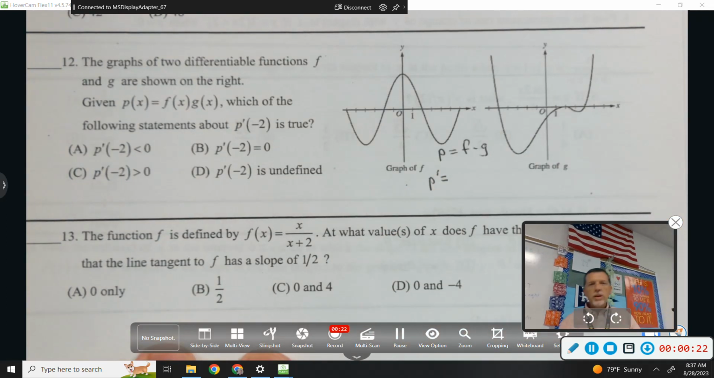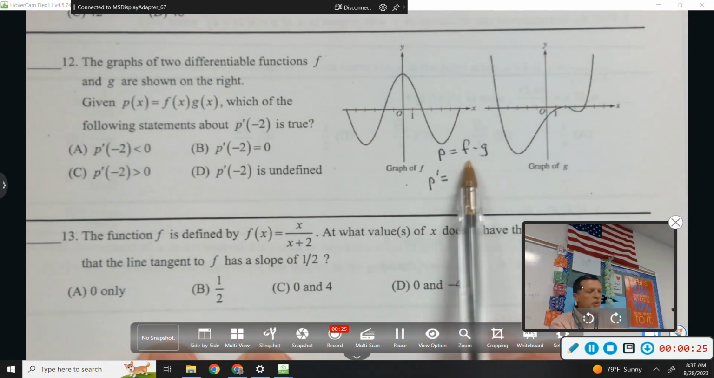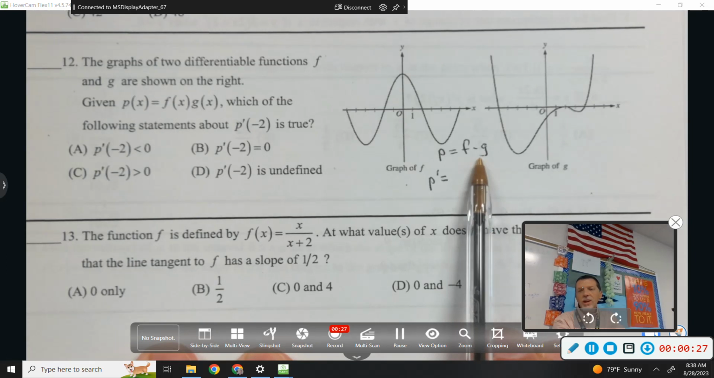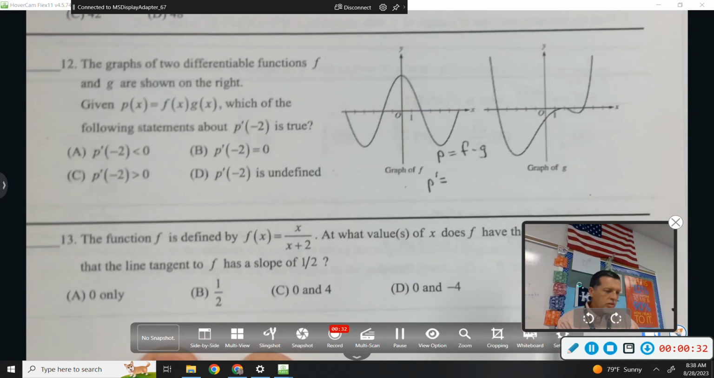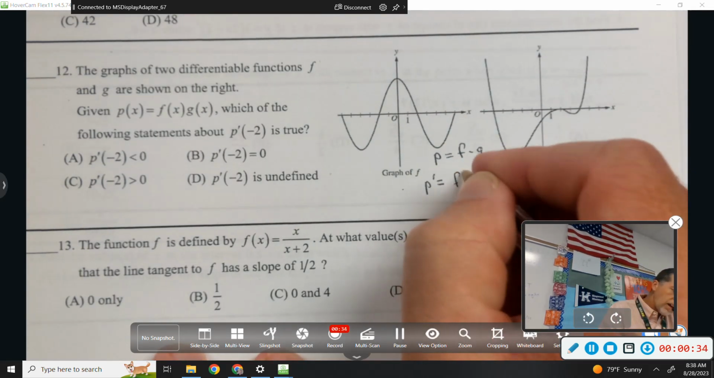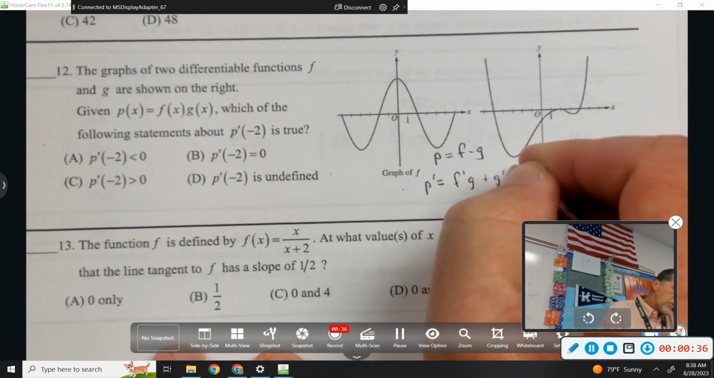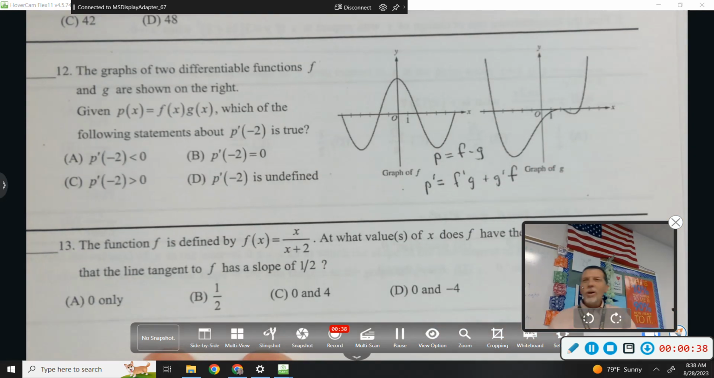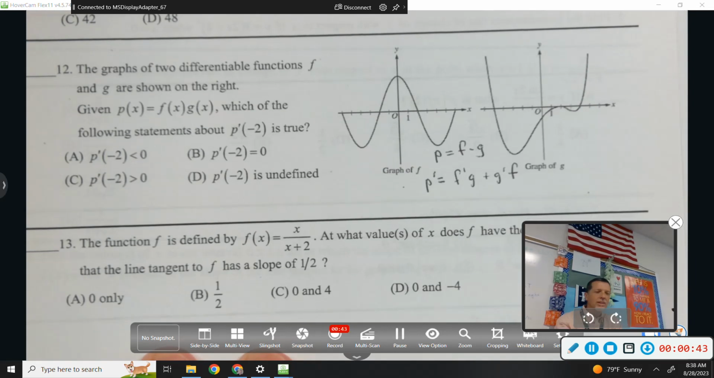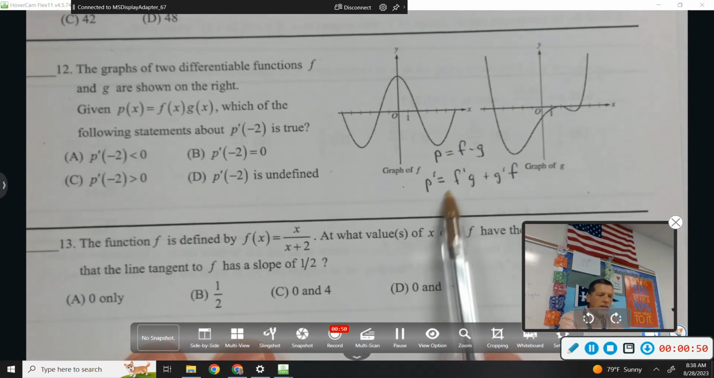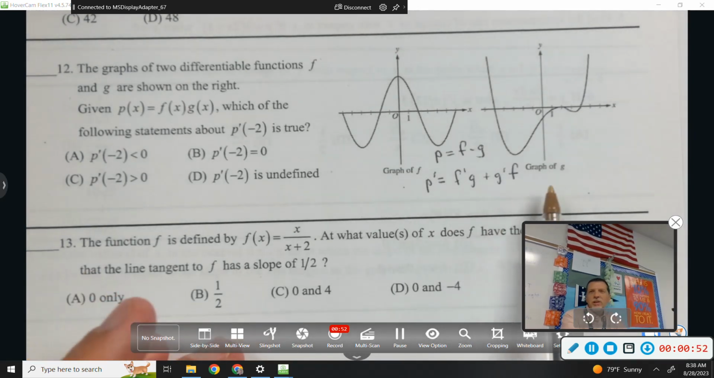so p prime, well, if I'm multiplying, that means I've got to use the product rule. I can't just do f prime times g prime. That'd be nice. But the product rule is f prime g plus g prime f, or however you want to remember it, right? Because you're adding and multiplying, so the order doesn't really matter. G prime f plus f prime g, all the same thing. Yeah, it's hard to mess up the product rule as long as you remember to do the product rule.